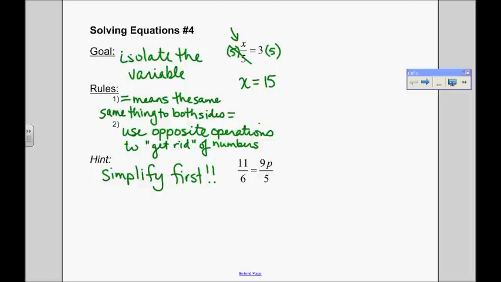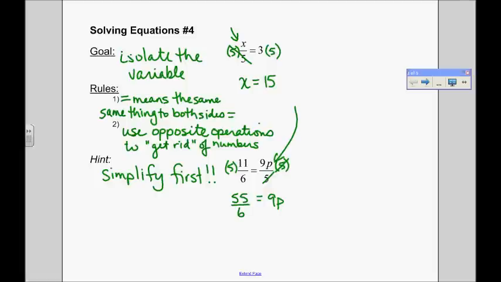Second example is down here. This time, I want to isolate the p. Now, it might be easier for me to just get rid of the 5 and the 9. How do I get rid of divided by 5? I multiply by 5. This 5, this green 5, and this 5 below reduce. So I'm left with 9p. On this other side, I have 5 times 11, 55, divided by 6.